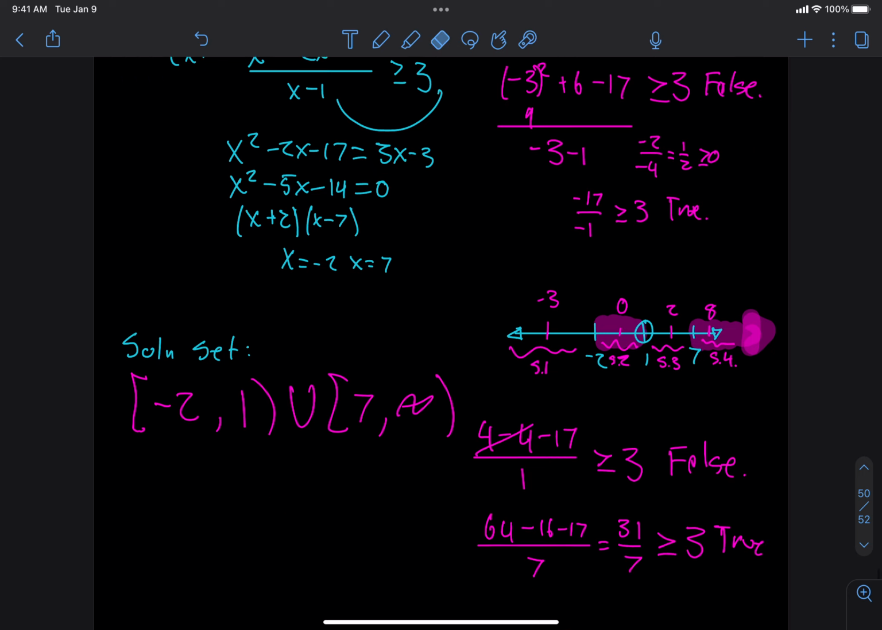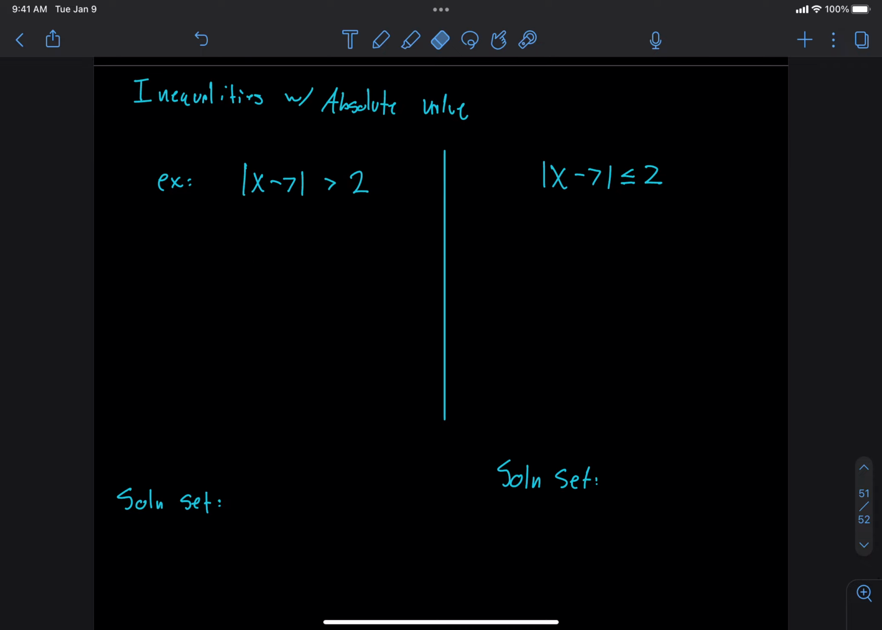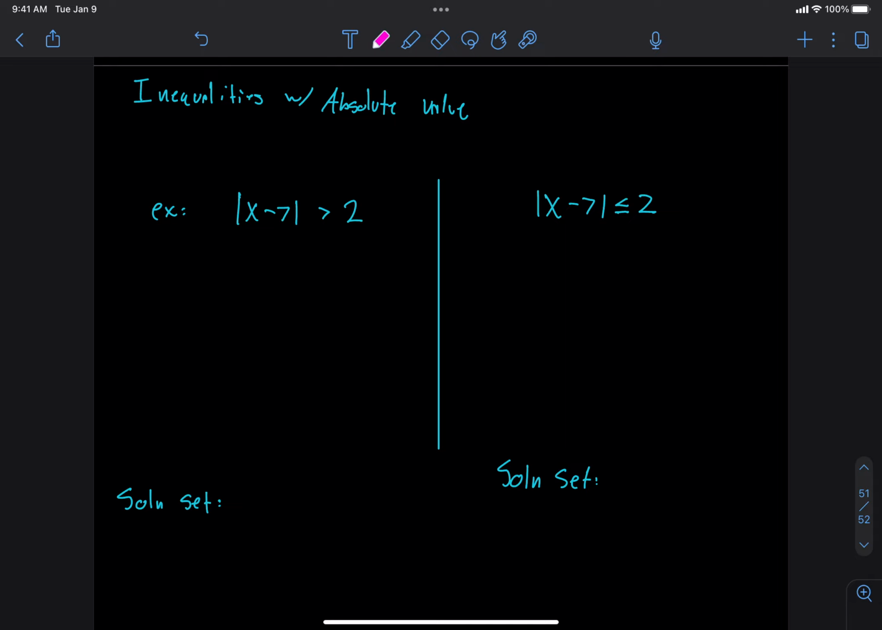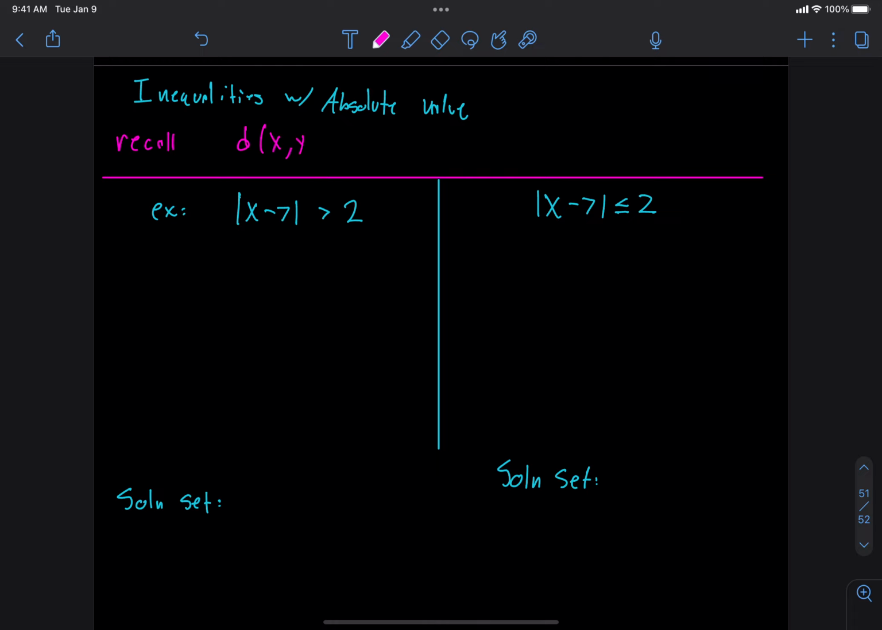Okay, doesn't seem like it, so we're going to move on and talk about inequalities with absolute value. One thing that I will recall for us before we start this is that the distance between two points on a number line is equal to the absolute value of their difference, which is also equal to the absolute value of their difference if I do it in the other order, by the way.